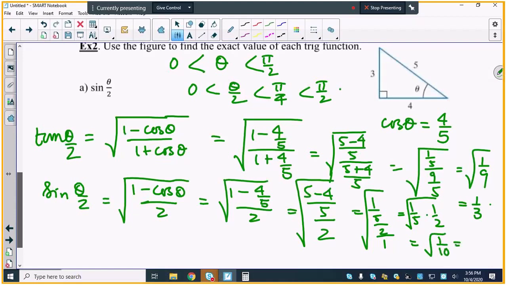You can also write it as 1 over the square root of 10, because the square root of 1 is 1, or you can write it as square root of 10 over 10 when you rationalize the denominator. All of them are right answers. Okay?